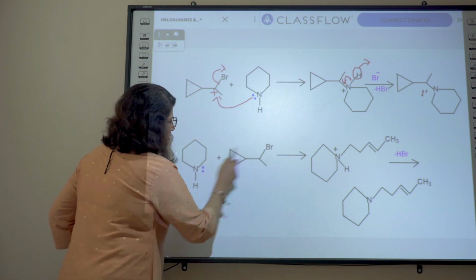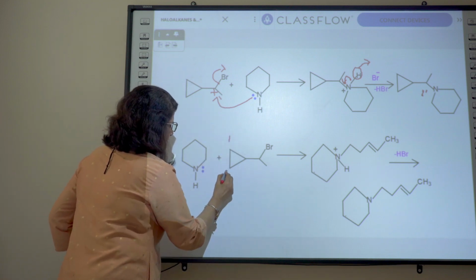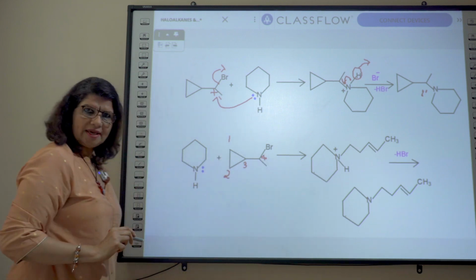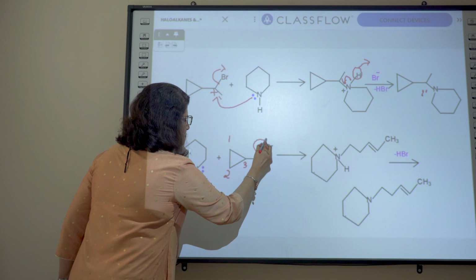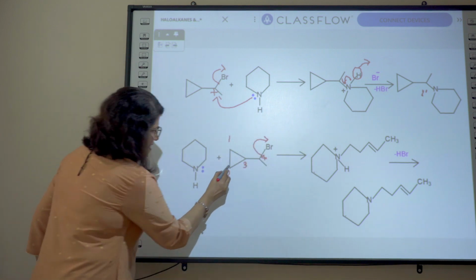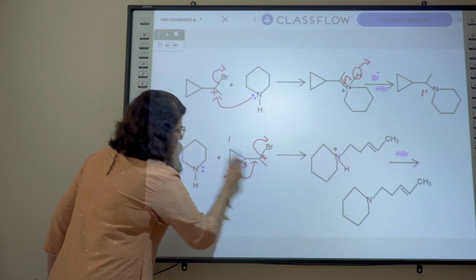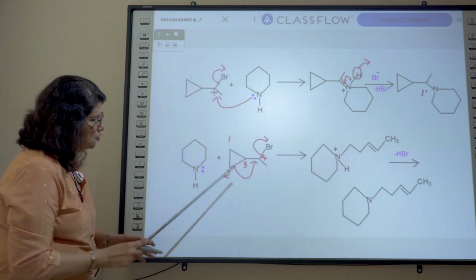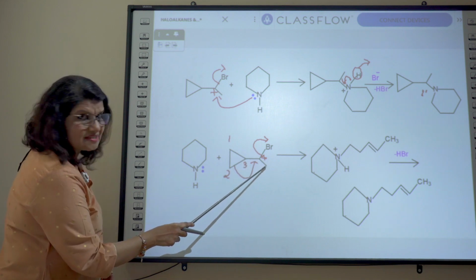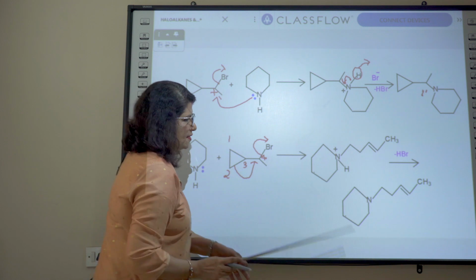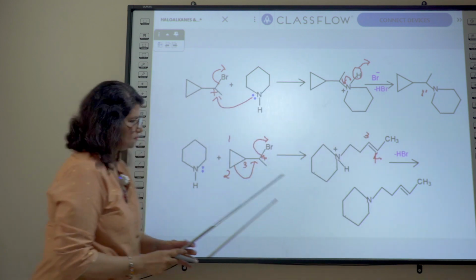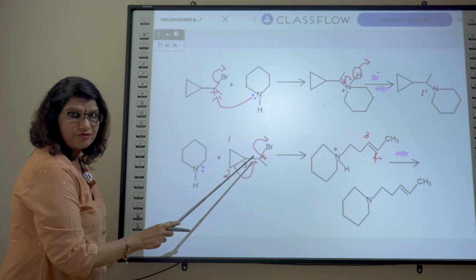First, before I do that, let me number these carbon atoms 1, 2, 3 and 4. First step, this bond goes as Br-. Simultaneously, this bond will shift here. So now you have a double bond between 3 and 4. On the fourth carbon atom, you have a CH3. This is your fourth carbon atom. Now you have a double bond between 3 and 4, correct?